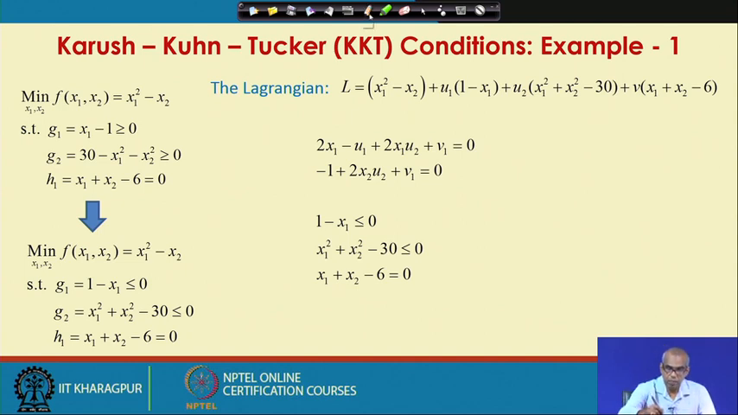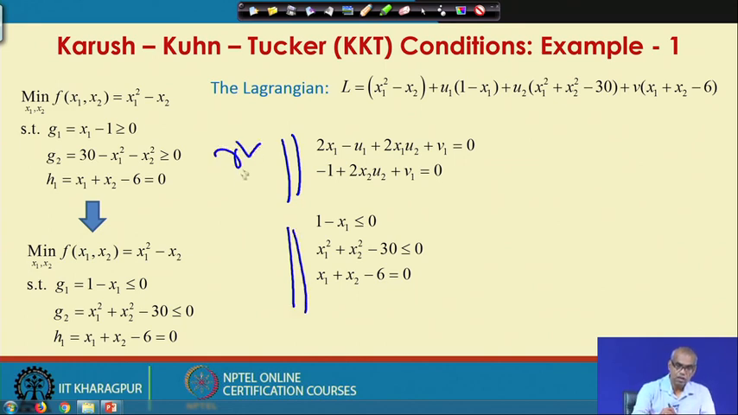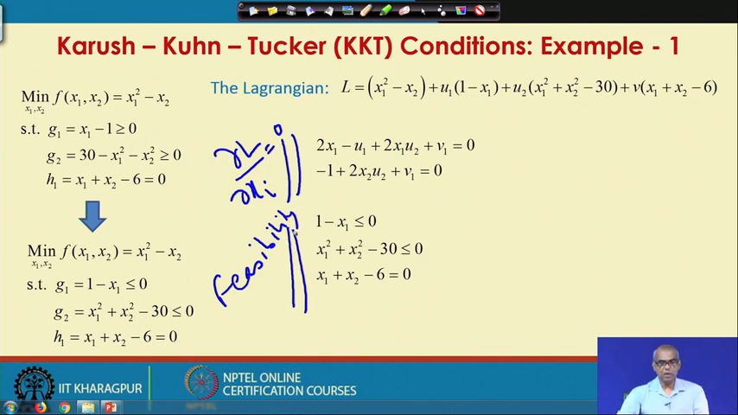So, you have del L del x1 equal to 0 and del L del x2 equal to 0. These two conditions give these two equations. Then these are feasibility conditions, which give 1 minus x1 less or equal to 0, x1 square plus x2 square minus 30 less or equal to 0, and x1 plus x2 minus 6 equal to 0.